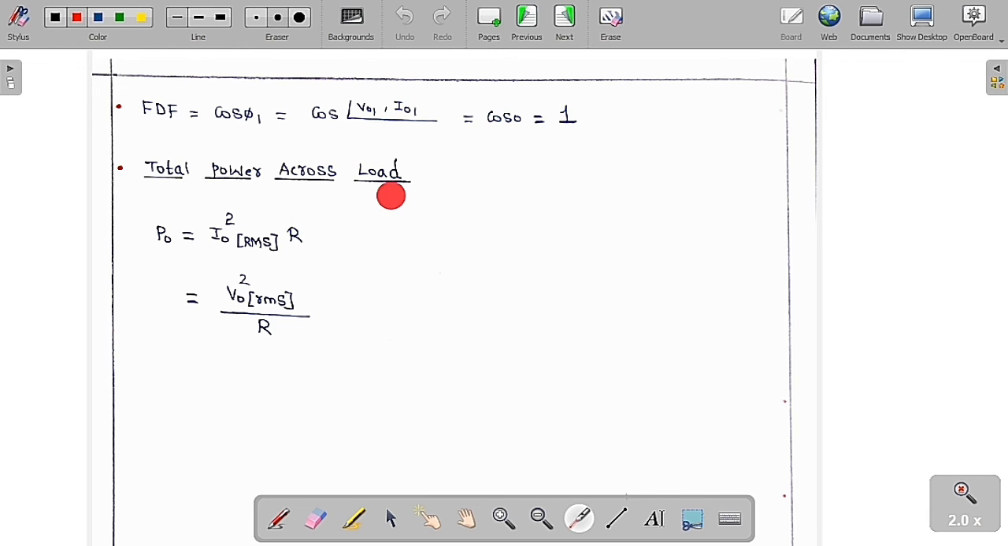So total power across the load. What is the overall power consumed by the load, which is P naught is equal to I naught RMS square into R. So I naught RMS square into R is the power consumed by the load. Therefore, it is equal to V naught RMS whole square by R. Here I naught RMS is equal to Is. So Is square into R is the overall average power consumed by this load. So the total power consumed by the load is equal to Is square into R, which is I naught RMS square into R, which is equal to V naught RMS square by R.